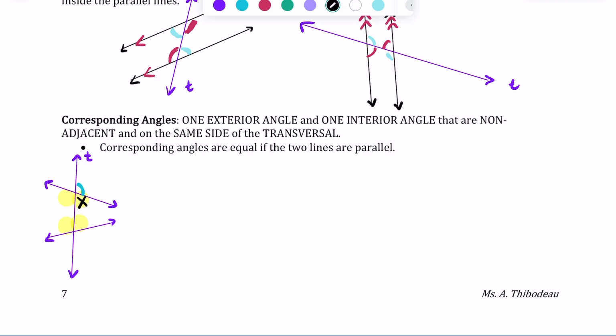I also want that interior angle to be on the same side of the transversal. Now, when I take a look at the transversal, there's the right side of it, there's the left side of it. Since my exterior angle is on the right side, I want my interior angle to be on the right side, which means the left sides are not available. With that being said, this remaining interior angle, after we crossed out a whole bunch of them, would be considered the corresponding angles.